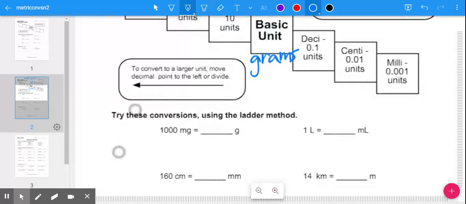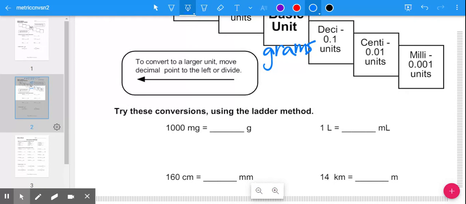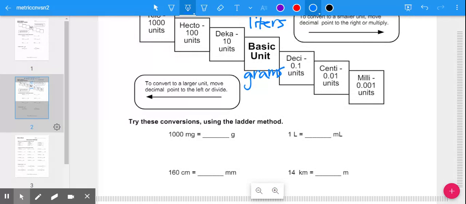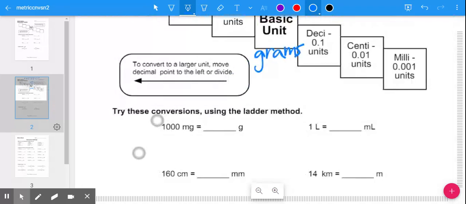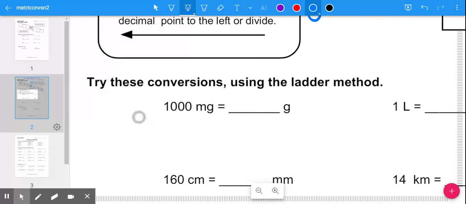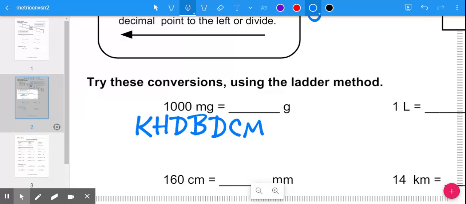So when we come down here to these conversions and it says using the ladder method, that means we're going to start in different steps of this ladder to move our decimal in order to get the new number. So the metric system is all working on this idea of a base unit 10. So what that means is when you have all of your prefixes listed, we're going from milli, with milligrams, all the way to grams, which is your base unit.